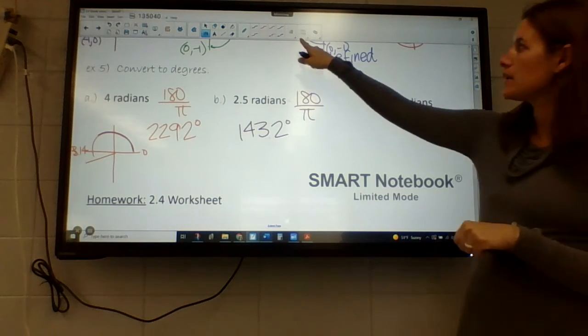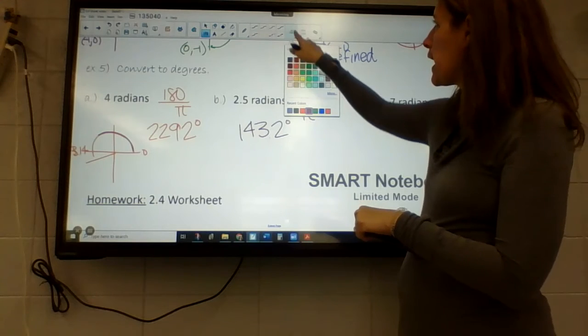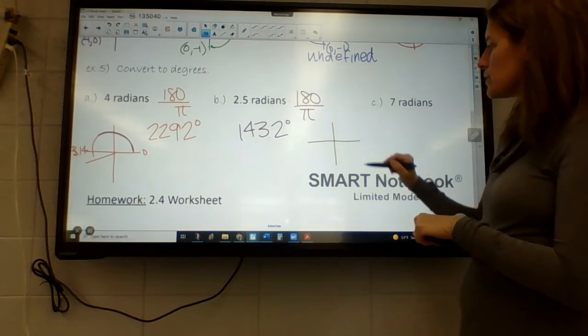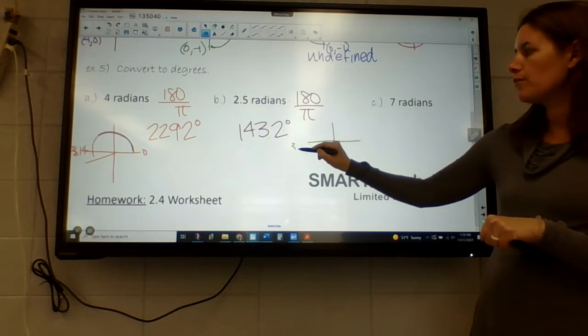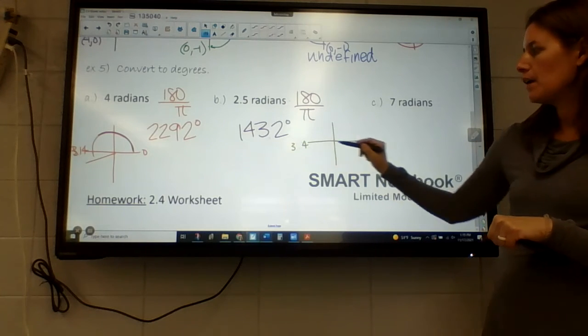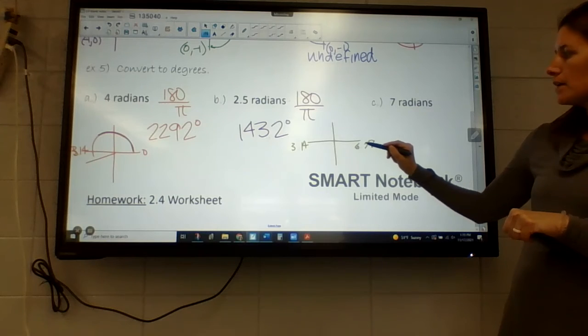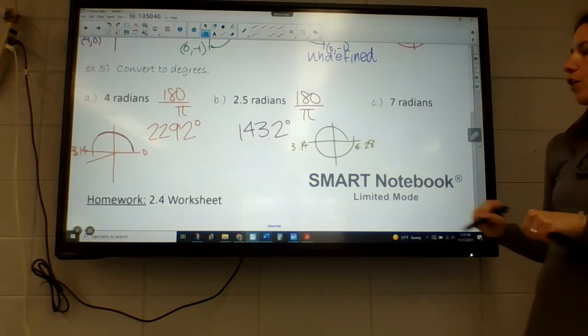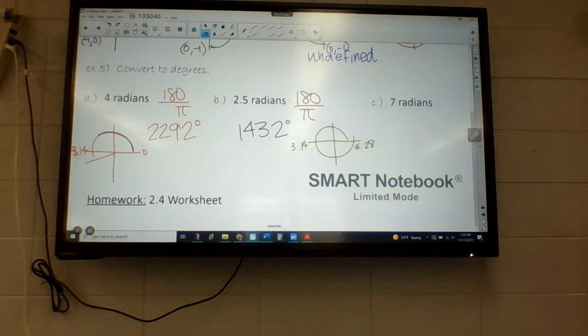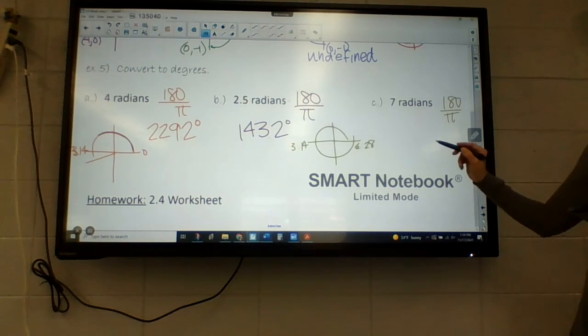Now 7 radians, our last one here. So if this is 3.14, this is 6.28. 7 radians is going to go around a whole time, so it's going to be over 360 degrees. Just being aware of that is helpful so you're not shocked by the answer. So 401 degrees.